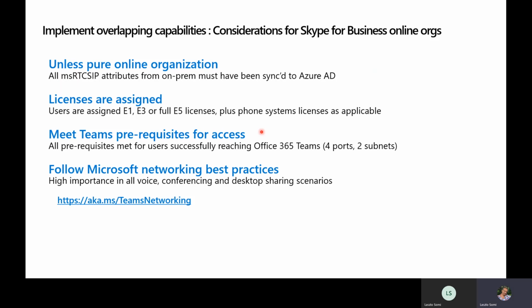You need to meet prerequisites for access. Two subnets and four ports, strictly speaking, are what you need to open through your firewall. But just like for any other Office 365 service, you need to open the ports up to Office 365, not only for Teams, but Exchange Online, SharePoint Online, OneDrive for Business, authentication, all the other services you consume from Office 365. A user must be able to reach them. You should also follow Microsoft networking best practices.